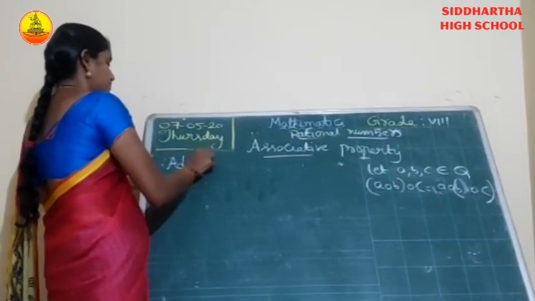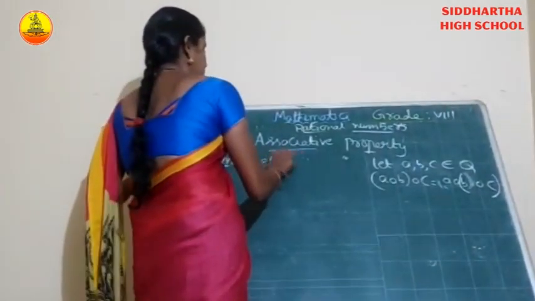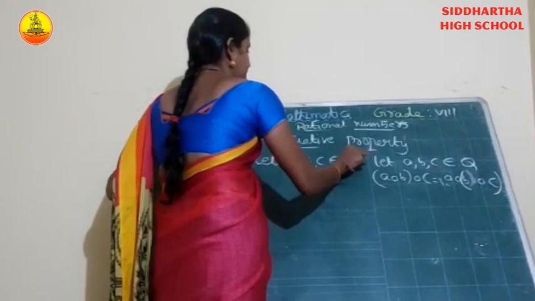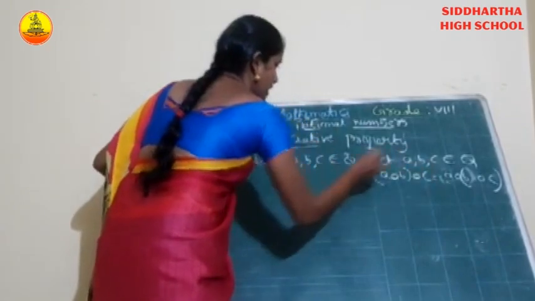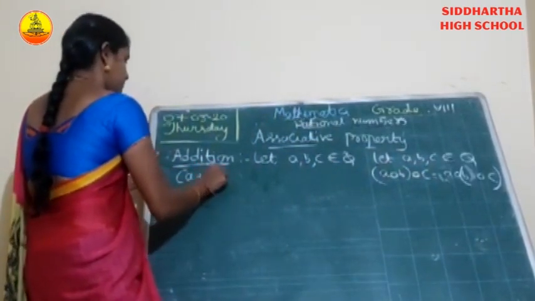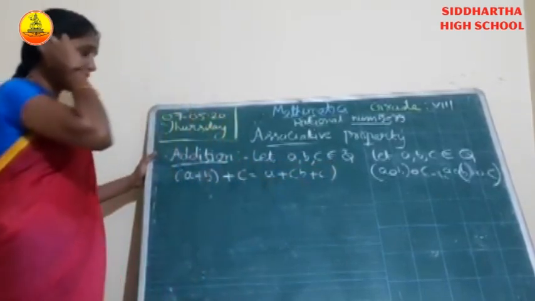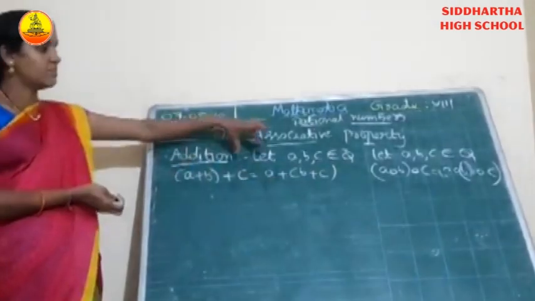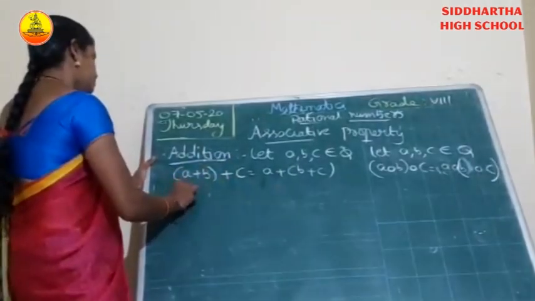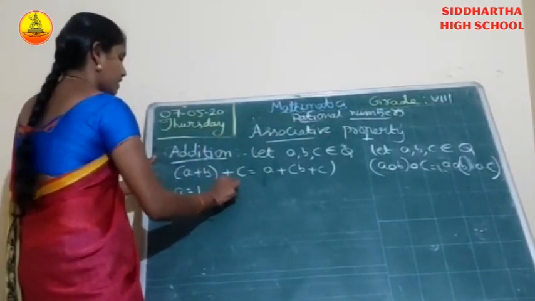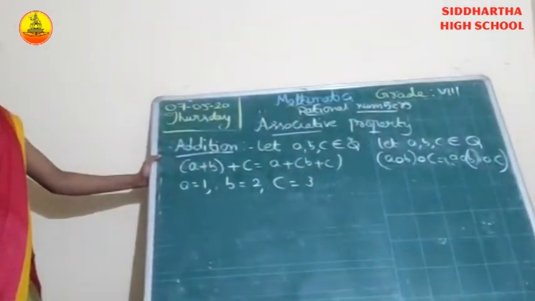Now, associative property under addition. What do we have to take? Let A comma B comma C be any 3 rational numbers. Addition, so in the place of the circles, you have to take the addition symbol. A plus B plus C, A plus B plus C. What do you notice here? Only the order of the brackets will be different. Okay. So first you take A value, anything you take. I am taking A value 1, B value 2, C value 3. These 3 are rational numbers.